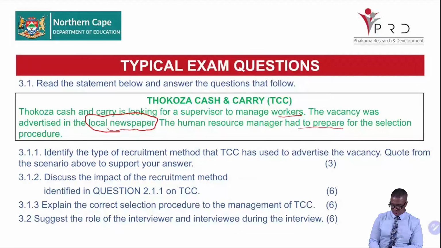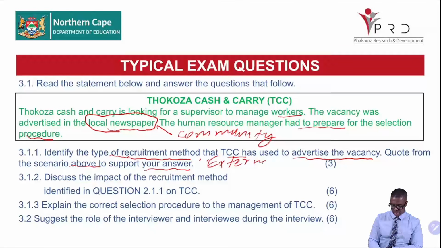The human resource manager had to prepare the selection procedure. Identify the type of recruitment method that TCC has used to advertise the vacancy. Quote from the scenario above to support your answer for 3 marks. Now, local newspaper. Who's going to see the local newspaper is the community. Therefore, the method that allows the community to see that newspaper is called what? External recruitment. It's called what? External recruitment.